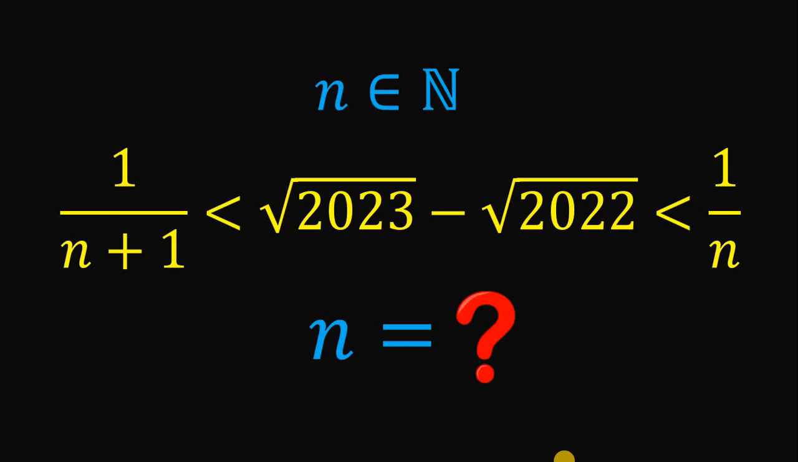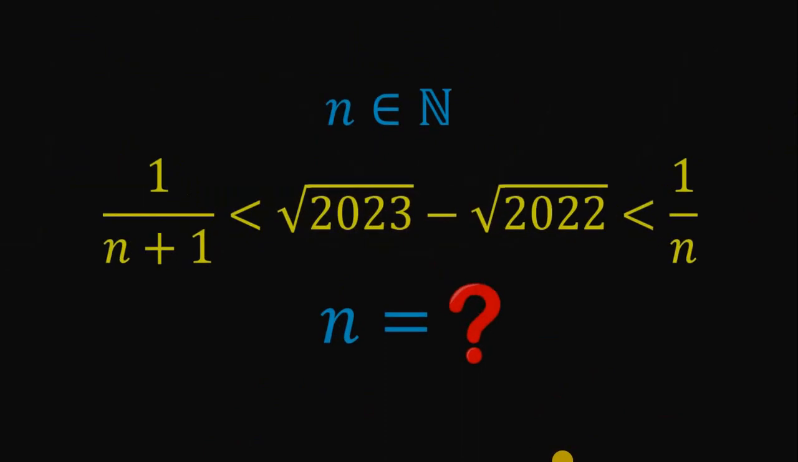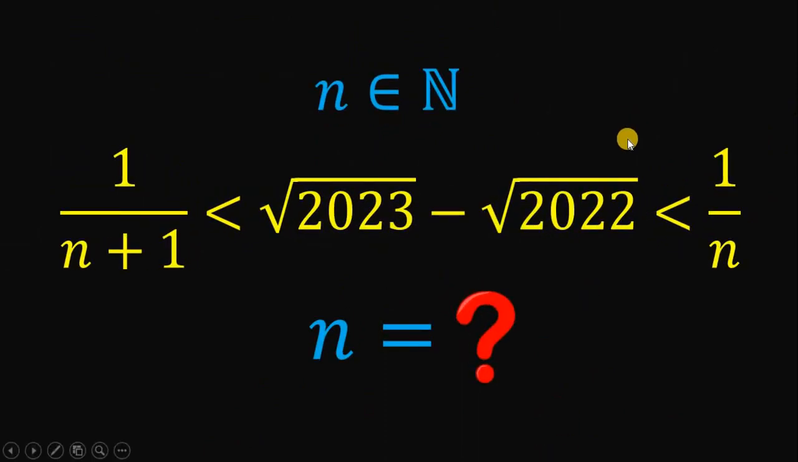Can you solve this math challenge? Here's the question. Solve for the value of n such that square root of 2023 minus square root of 2022 is greater than 1 over n plus 1 but less than 1 over n. You can pause this video if you want to give this problem a try.